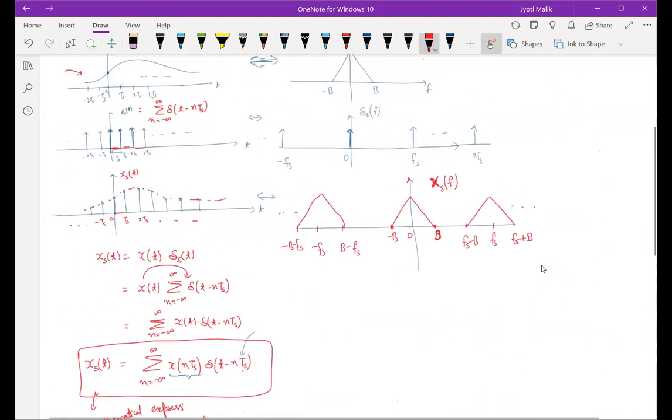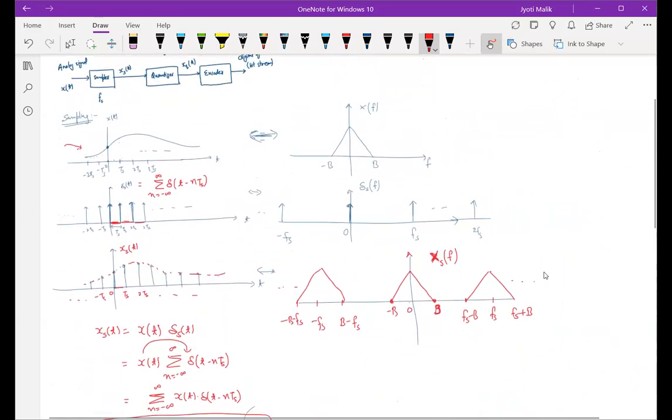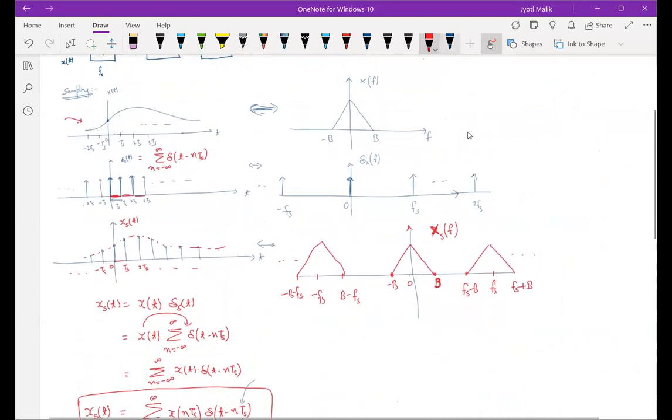Now, there was this concept of guard band. This is known as the guard band.